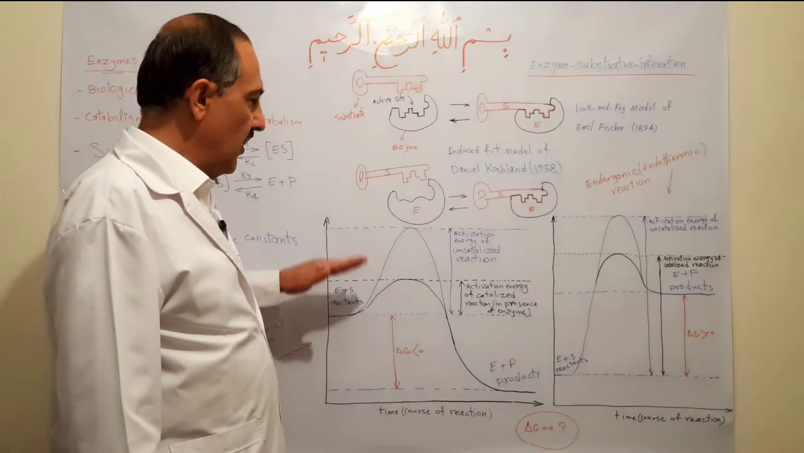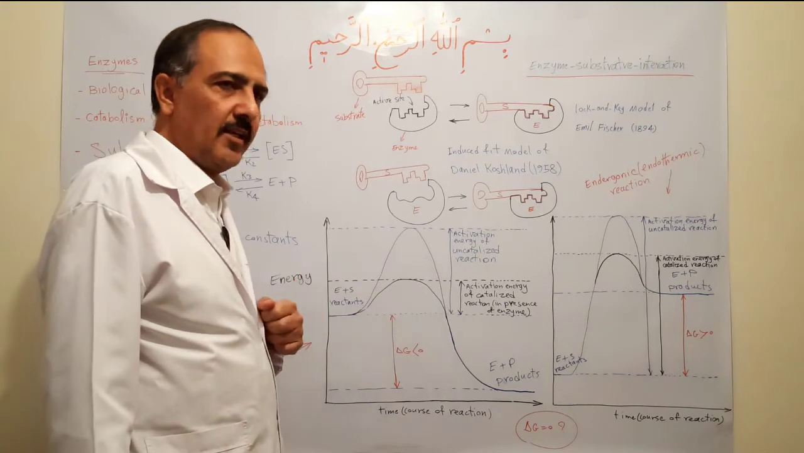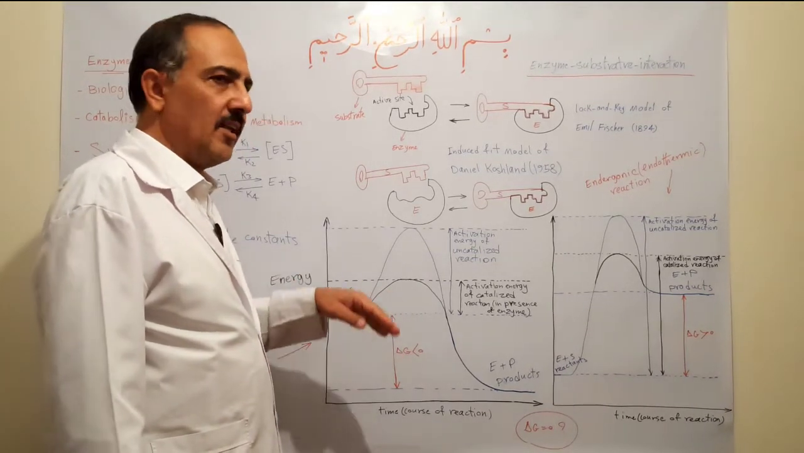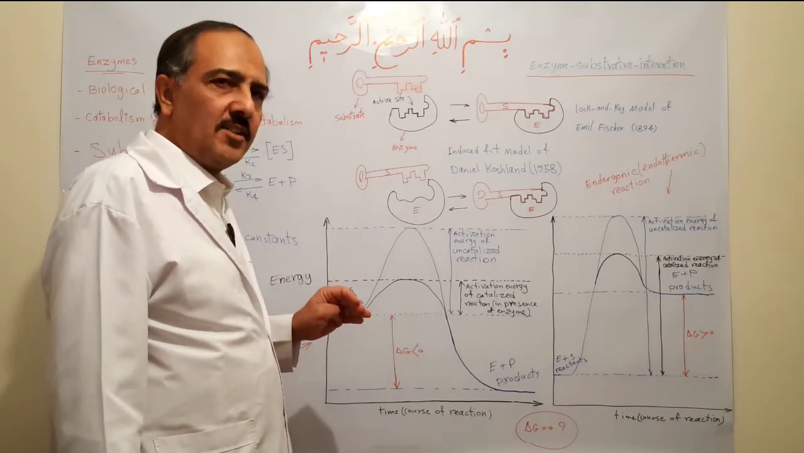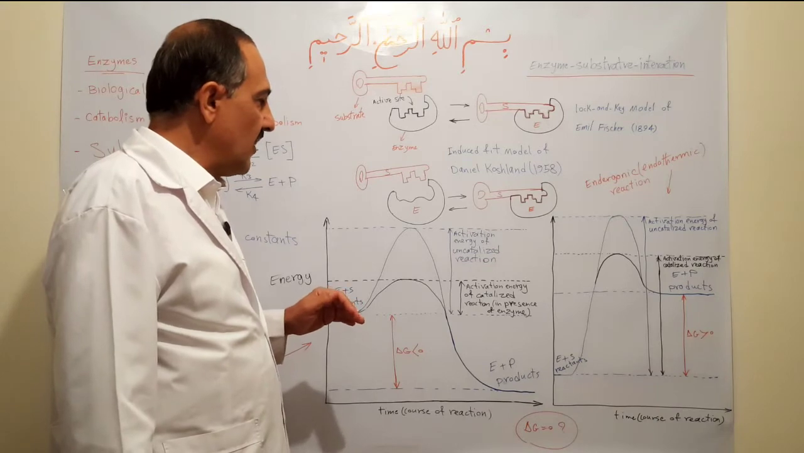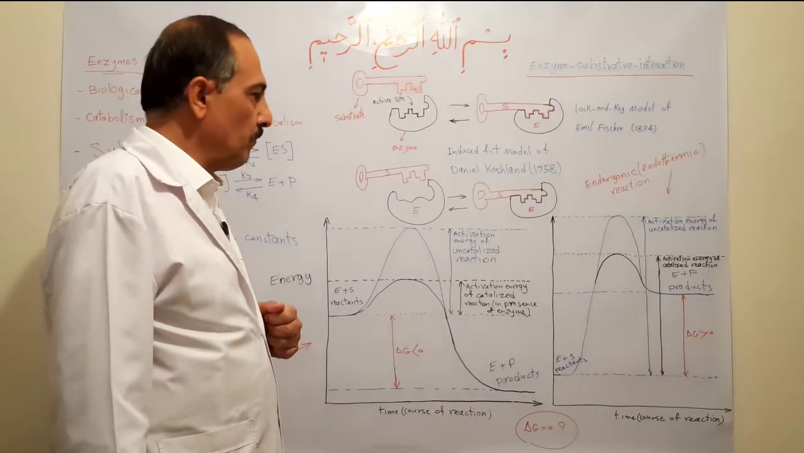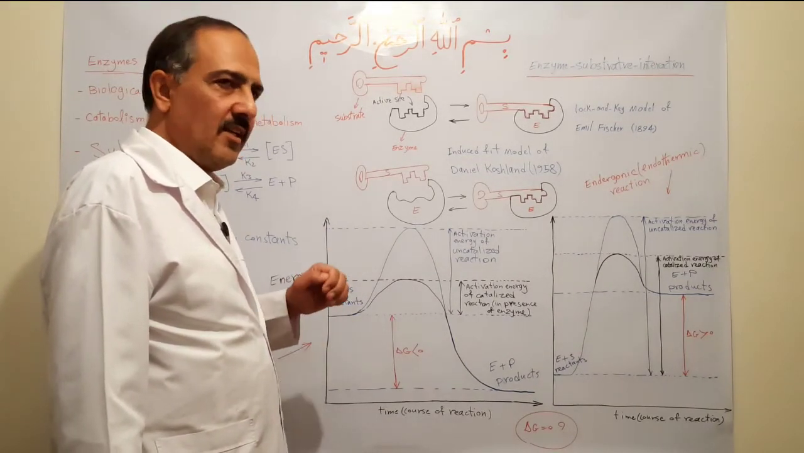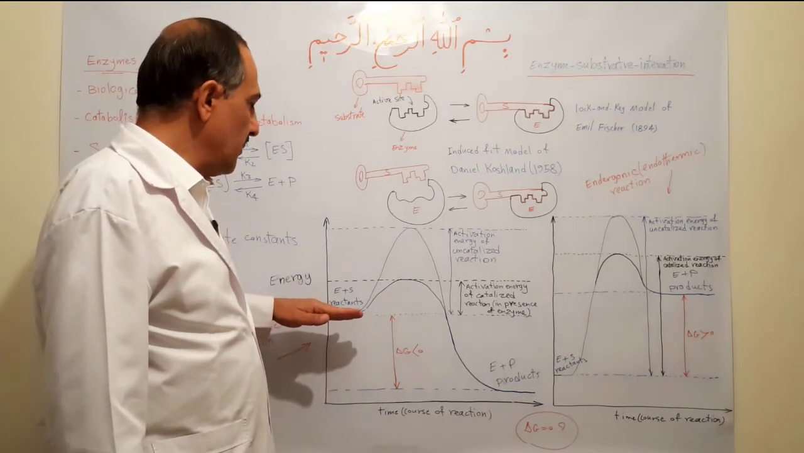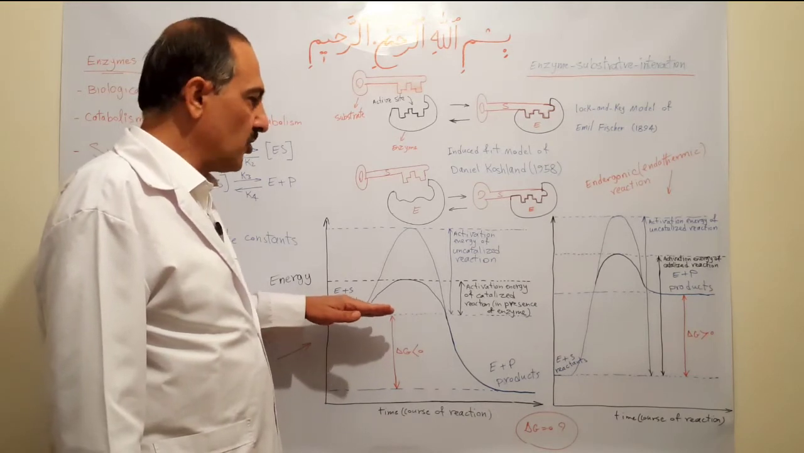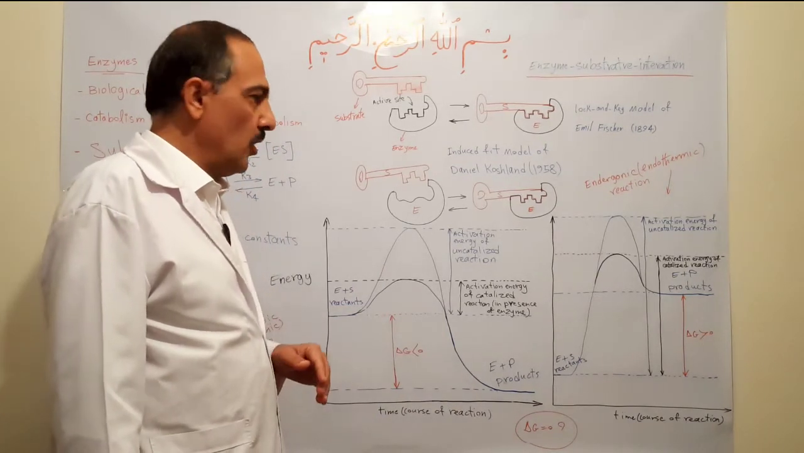Reactants should overcome an energy barrier which is called activation energy. Activation energy is related to a transient state which is called transition state. Transition state has least stability and highest free energy level. Transition state is a transient state in which reactant bonds are partially broken down and product bonds are partially formed.